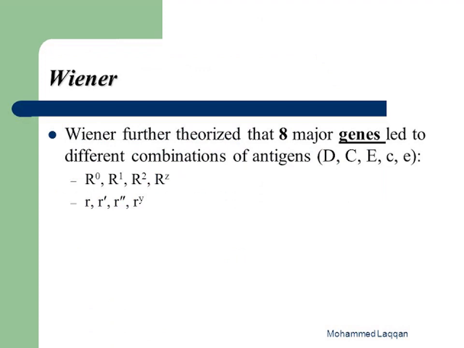Wiener hypothesis. The further theory is that eight major genes lead to different combinations of antigens D, C, E, c, e, and R0, R1, R2, Rz and r, r', r'', ry. Then Wiener proposed the existence of eight alleles at a single RH locus. All genotypes carrying a dominant R allele will produce RH positive phenotype, and double recessive genotype will give rise to RH negative phenotype.